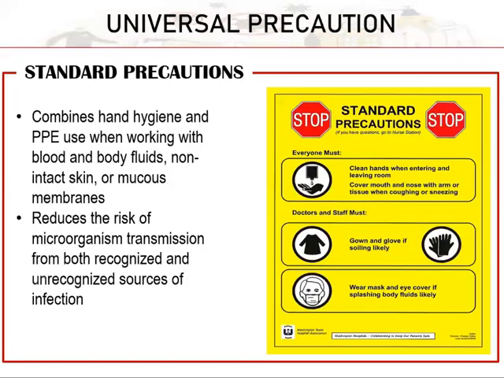Okay, so first is the standard precaution. So this one applies to all body fluids, all the secretions of our body, all the excretions. But we still have one exemption, class. It's the sweat. That is one exemption. So, it combines hand hygiene and PPE use when working with blood, body fluid, non-intact skin or mucous membrane. So, in order for us to reduce the risk of microorganism transmission. Okay, so that is standard precaution.